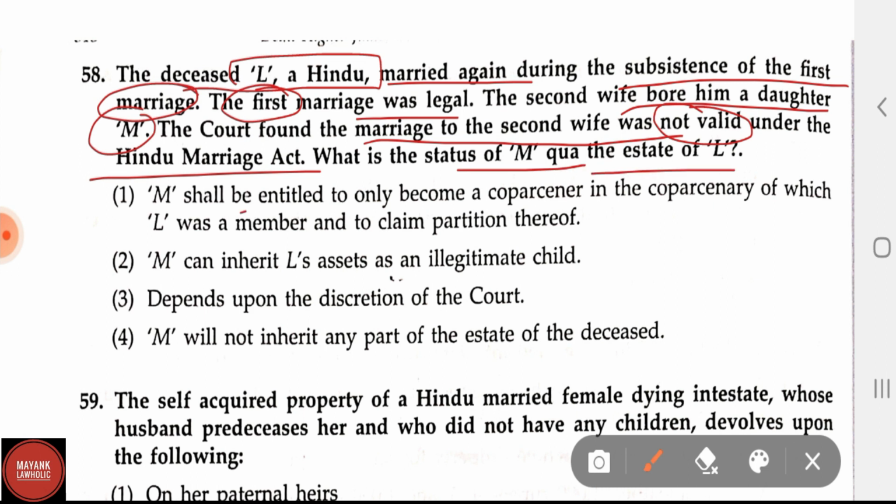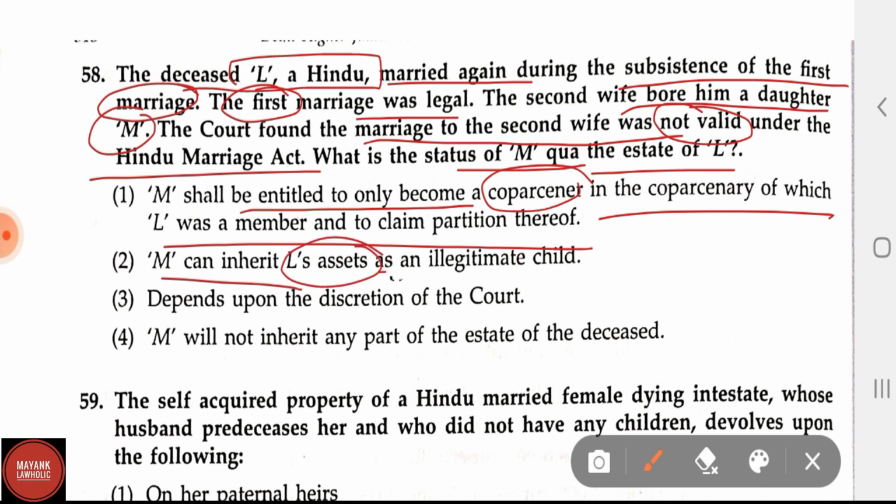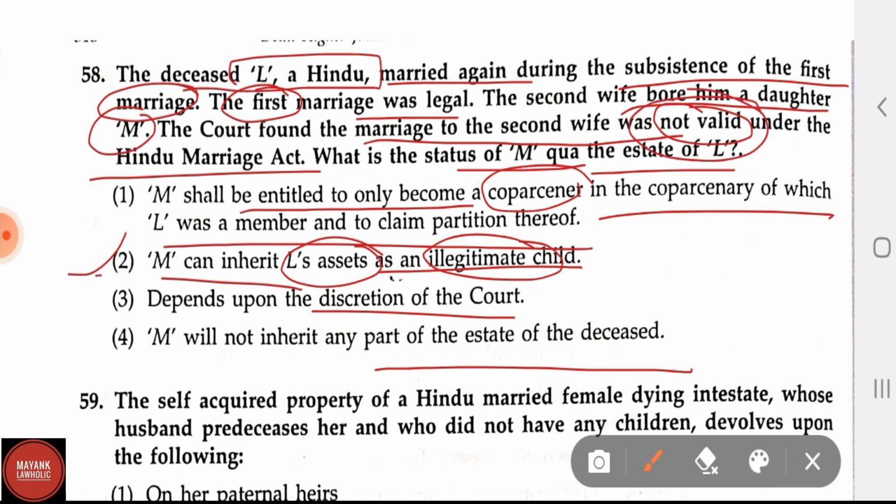Here the correct answer is, now let us first see the options. M shall be entitled to only become a coparcener in the coparcenary of which L was a member and to claim partition thereof. M can inherit L's assets as an illegitimate child. Depends upon the discretion of the court. M will not inherit any part of the estate of the deceased. Here the correct answer will be the second. M can inherit L's estate as an illegitimate child because the marriage was not a valid marriage. So the second option is the correct answer.